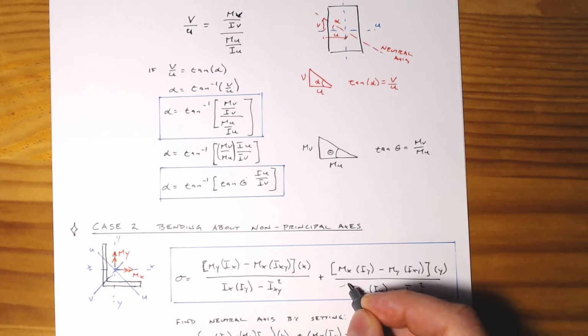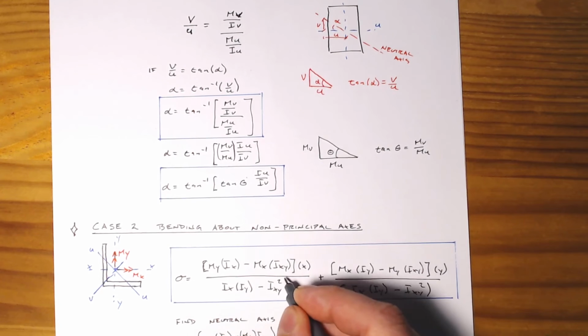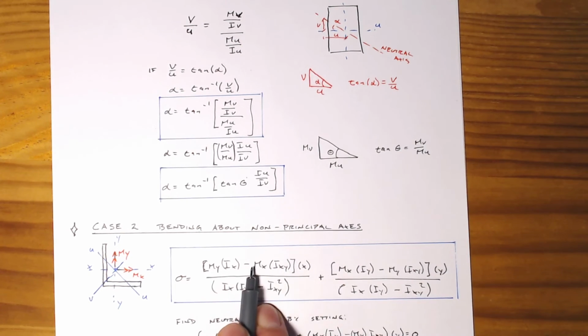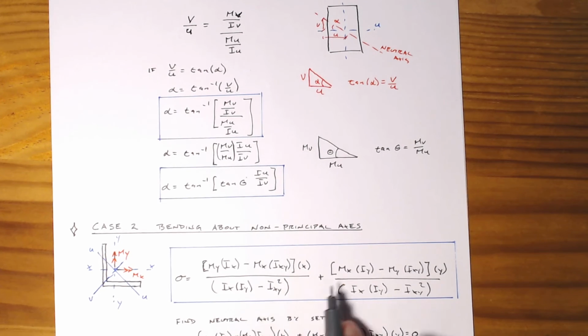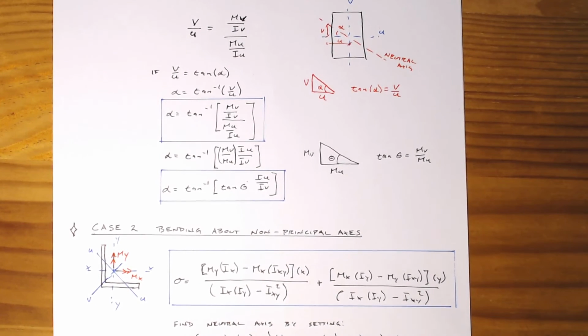two forms where you've got My times Ix minus Mx times the product of inertia times the distance x over Ix times Iy minus the product of inertia squared, plus the applied moment in the x direction times Iy minus the applied moment in the y direction times the product of inertia times the distance y away from the centroid, neutral axis there, over, again, the same thing, Ix times Iy minus the product of inertia squared. And so, again, it's kind of an ugly equation to deal with, but we know all the bits and pieces, and we know how to find all of them.